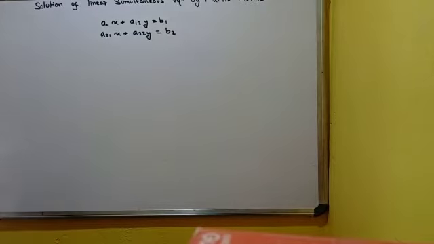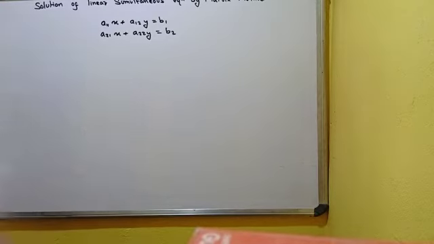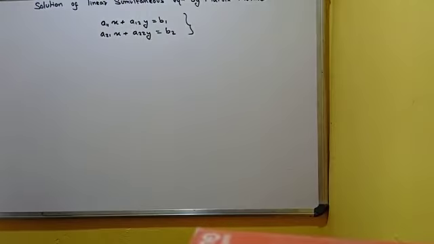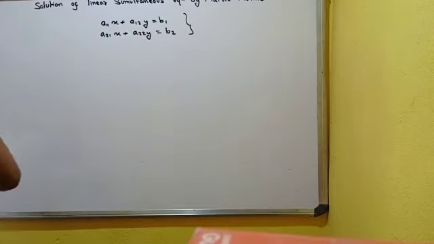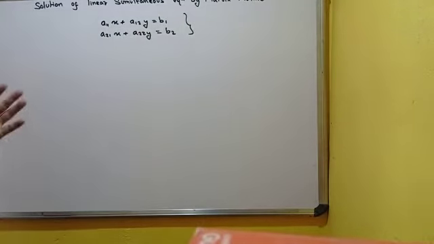Today we are going to start a new topic, that is the solution of linear simultaneous equations by the matrix method. For this I have considered a simultaneous equation with two variables x and y. In previous lessons we have learned how to solve simultaneous equations by Cramer's rule. But now we are going to solve this equation with the help of the matrix method.